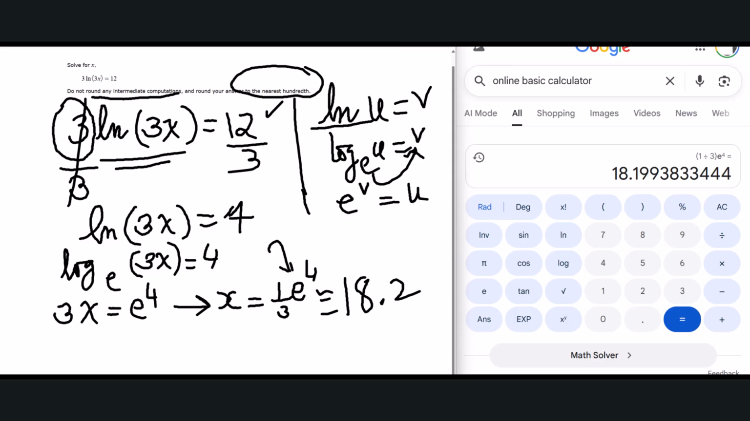And it will be quite fun to just go ahead and substitute this back in the equation and see that you got the correct answer.